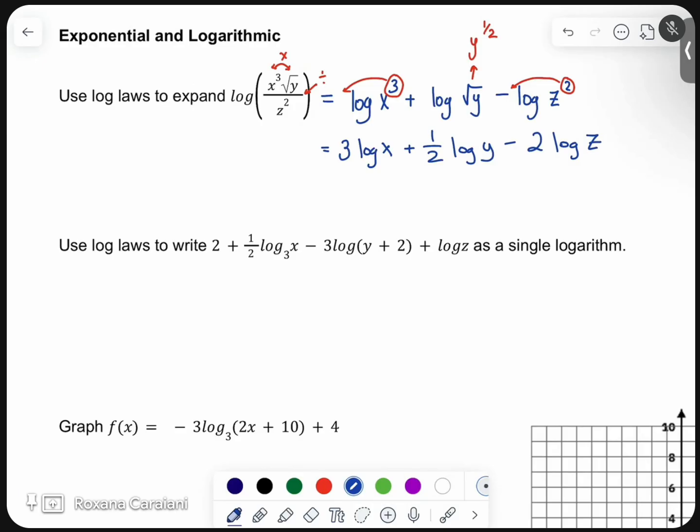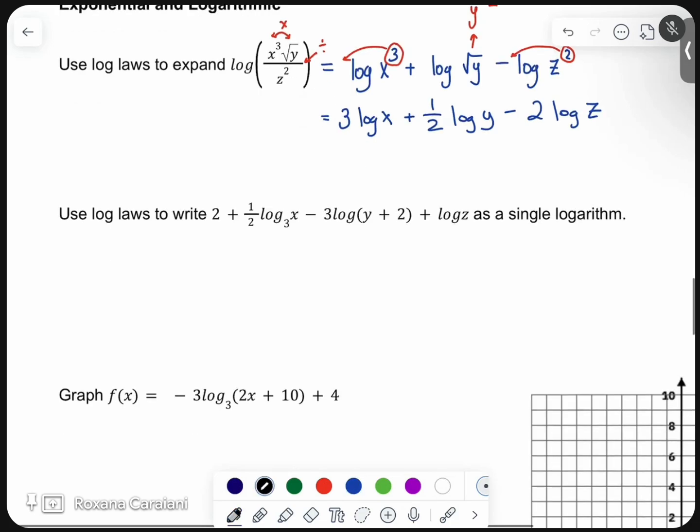Now I can also go in the opposite direction where I take an expanded version and I turn it into a single logarithm, and I can only do that if I have a common base. And I just noticed I have a little typo on this one as well because I didn't match all of my bases. So I'm just going to go in here and add the little base 3's for all of these examples. So I need to write this as a single logarithm.